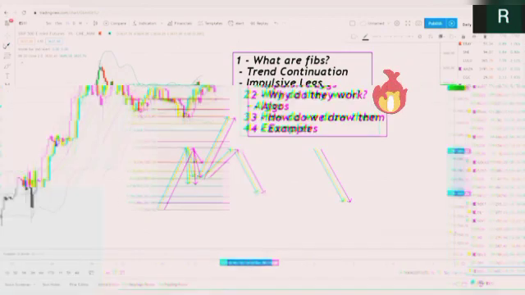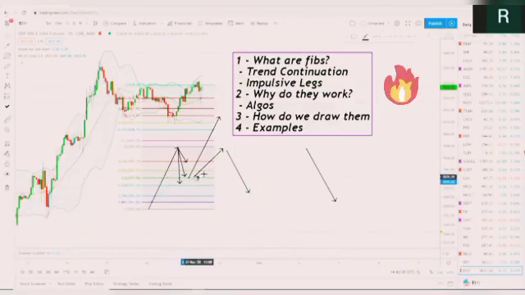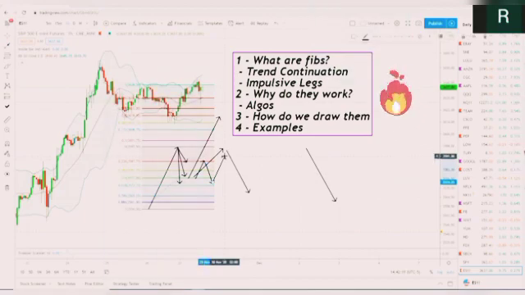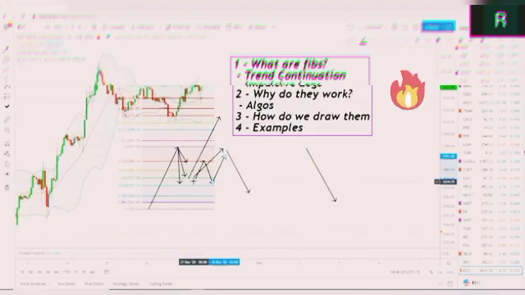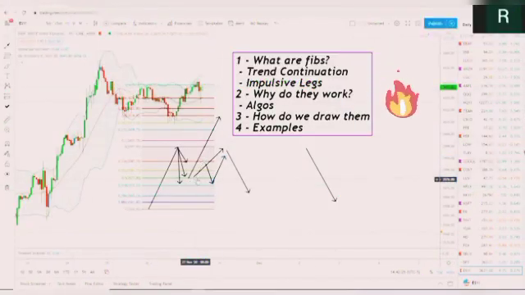Okay? Or we could see a pull back to the 236 and then a drop even lower and then another bounce like this. So there's different iterations of how the fib can play out. But the main point is these areas are good areas to look for bounces. Okay? So that's how we look at it from the long side.